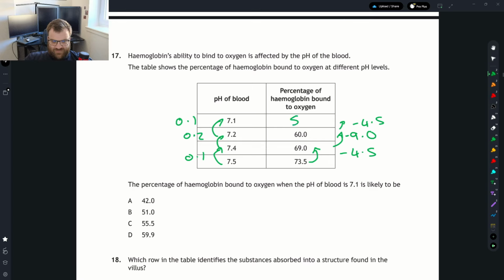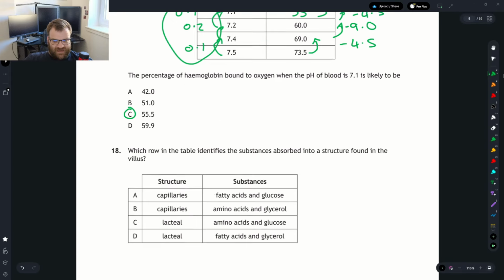That'll give you 55.5, which gives us answer C. So there is a trend going all the way down. Again, they might even try to trick us by having the first jump 0.1 and the second jump 0.2. But as we can see, the jump has doubled, 0.1 to 0.2. So has the difference in percentage, gone from 4.5 to 9.0. So that would fit in nicely.